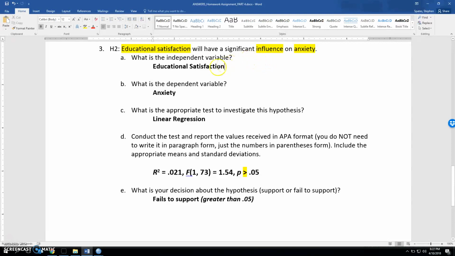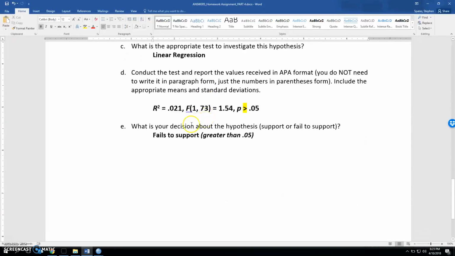Our independent variable being educational satisfaction, because we're predicting that it will have the influence, or it will be the influencing variable, and anxiety being our change variable that will be impacted by educational satisfaction. And so the appropriate test is a linear regression, and we can go ahead and run our testing.